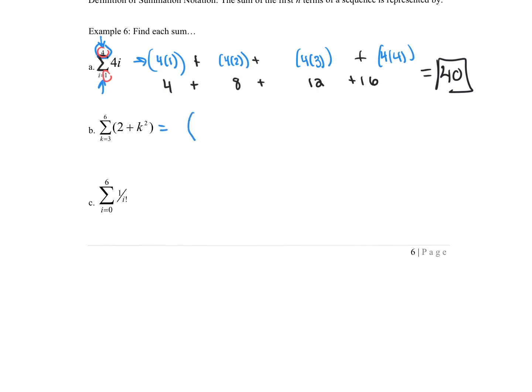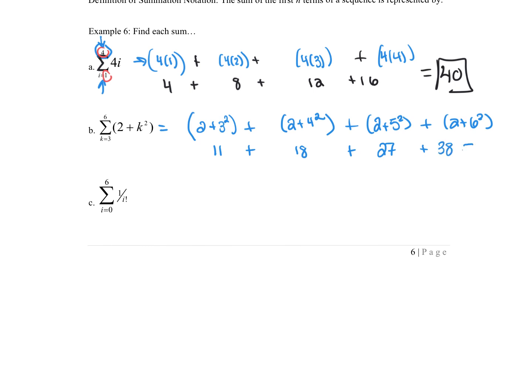I'm going to plug in 3 first, so I get 2 plus 3 squared, 2 plus 4 squared, 2 plus 5 squared, 2 plus 6 squared. Then you add all of the things up. So 3 squared is 9, plus 2 is 11, plus 16 plus 2 is 18, plus 25 and 2 is 27, plus 36 and 2 is 38. And so then you have to add them all up, which adds up to 94.